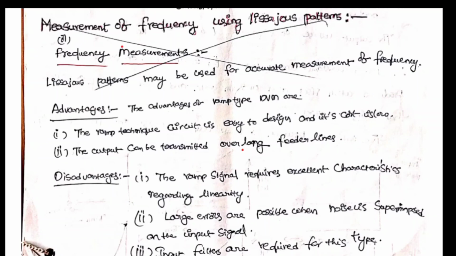These are some advantages and disadvantages of ramp type DVM, with the timing diagram and circuit diagram.